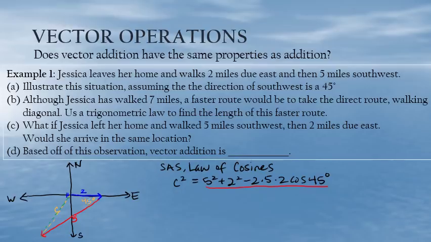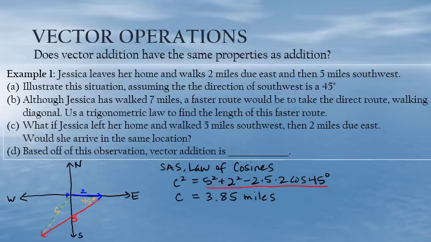These numbers shouldn't be too bad. And then you're going to get something for C squared, and then you're going to take the square root. I'm going to go over this. I'm just going to tell you what the answer is, because we certainly have worked a lot of these in previous lessons. I came up with approximately 3.85 miles. So certainly taking the diagonal is saving Jessica quite a bit of distance. Instead of 7 miles, she would be walking 3.85 miles.